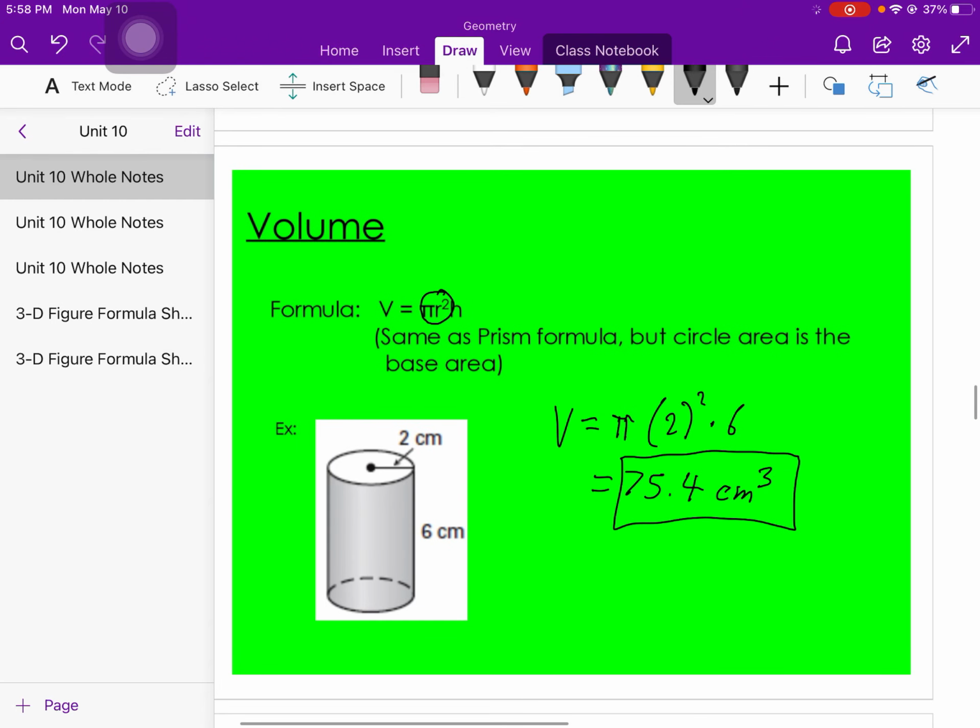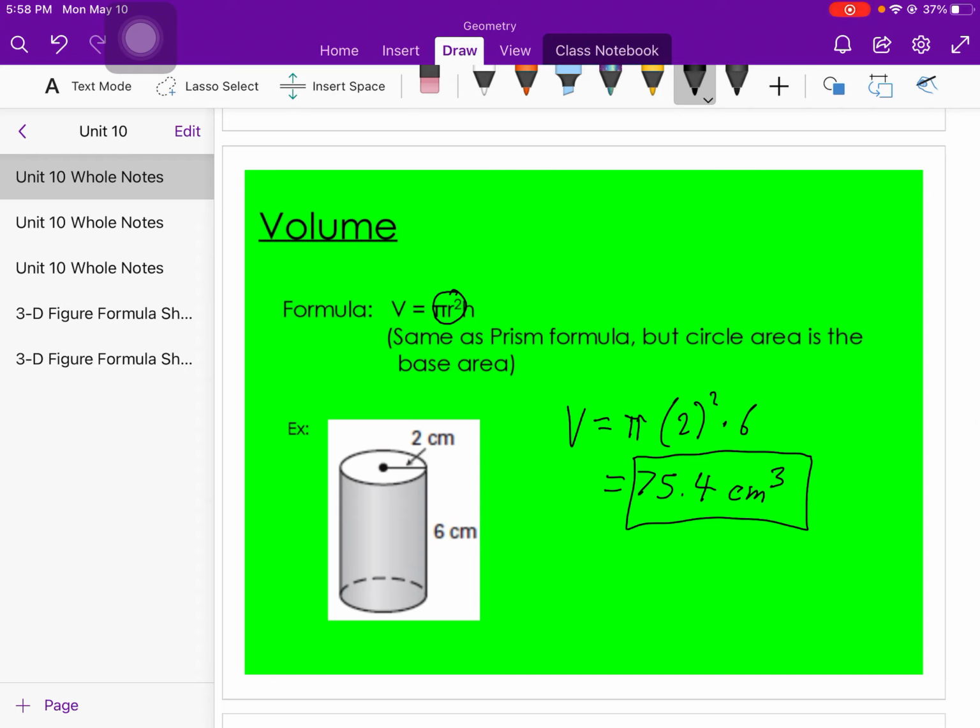I would say that the cylinder is one of the easiest when you compare both the surface area and volume formulas. That is it.